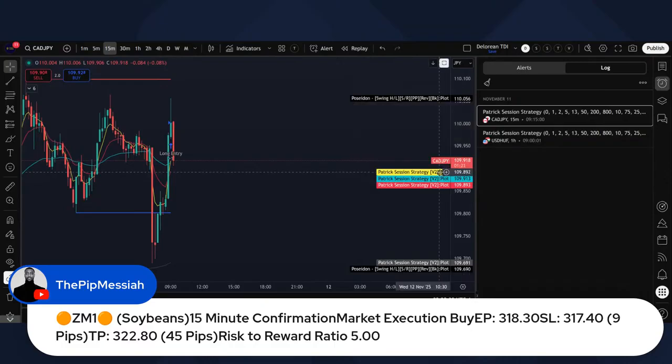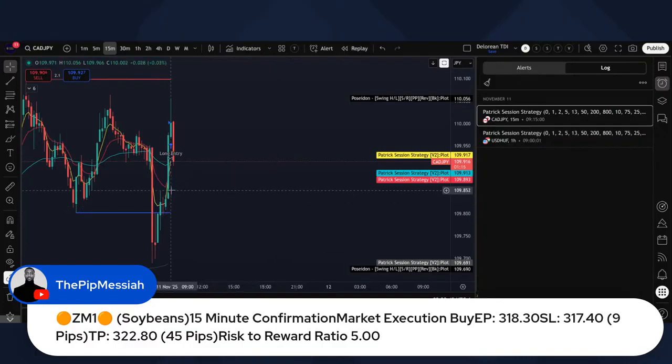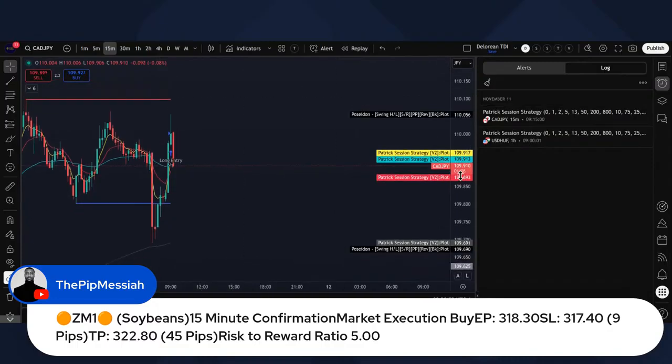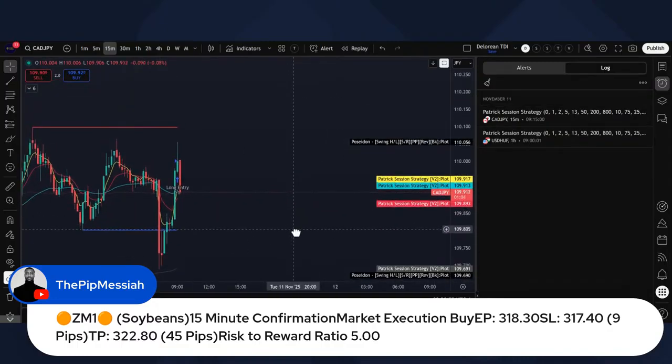All right, next up, in less than 5 minutes, we've got a call on Canadian dollar versus Japanese yen. It's doing exactly what we wanted it to do. Called the signal here. Price is pulling back into price action. It's going to give us a better entry. 1 minute left to go.